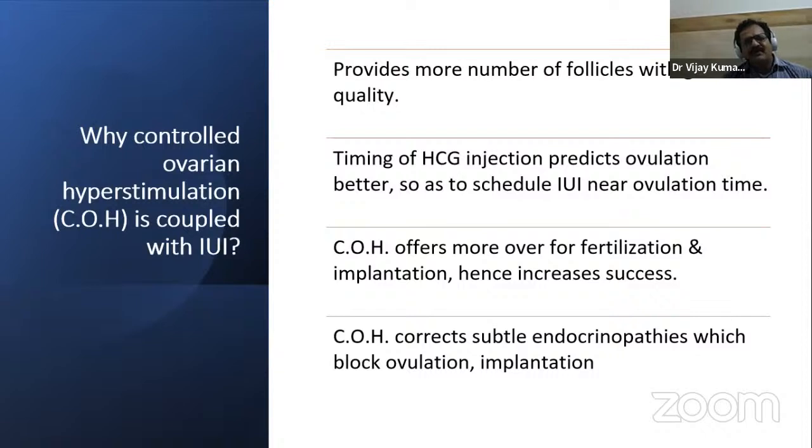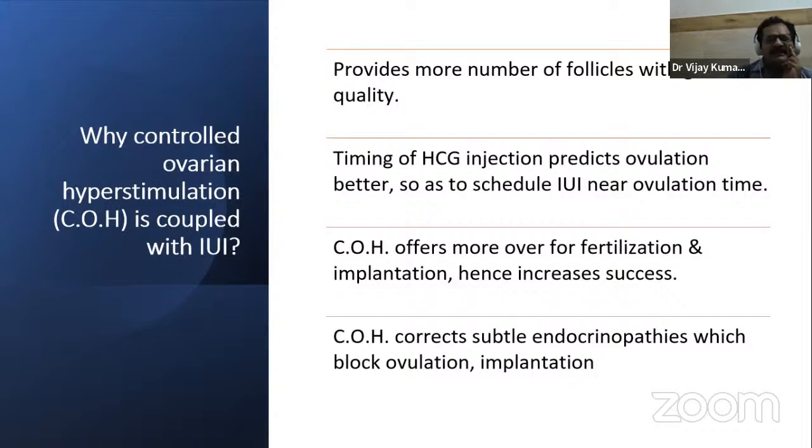So now the question comes, why controlled ovarian hyperstimulation? Before we get into the reason for controlled ovarian hyperstimulation, we should know the exact meaning of controlled ovarian hyperstimulation. As I said before, it is the adequate use of pharmacological agents in order to have a good number of follicles, and they come to the appropriate size of about 18 to 20 mm. So this is kept in mind before we start any pharmacological agent. So why controlled ovarian hyperstimulation?